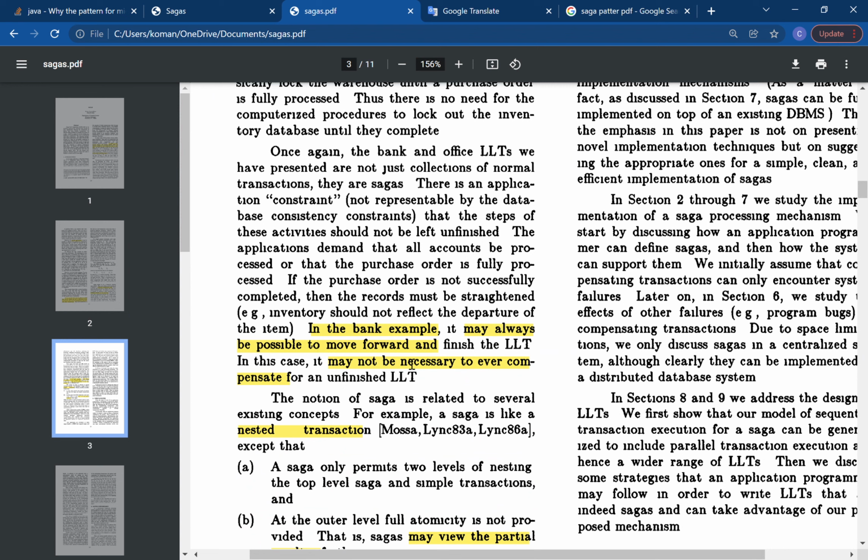Also, this document suggests two kinds of compensation. Usually you meet backward compensations, but this paper also suggests forward compensations, and you can read a little bit more about forward compensation in the document.